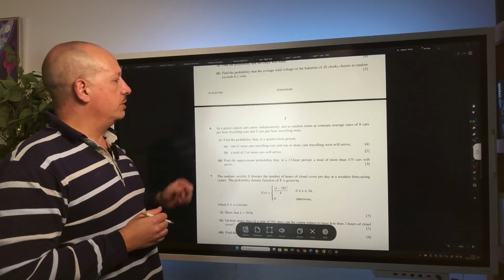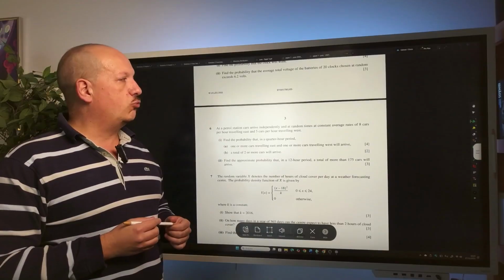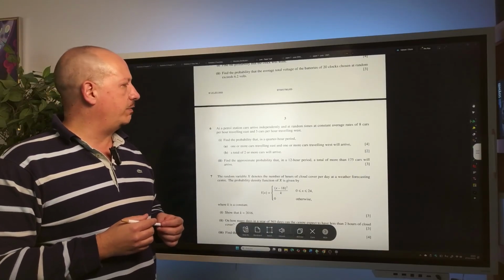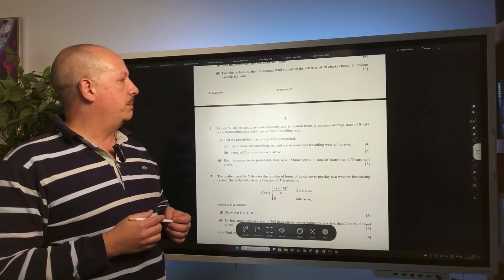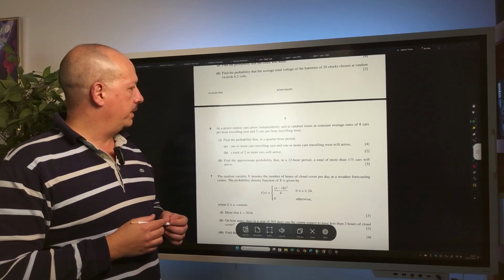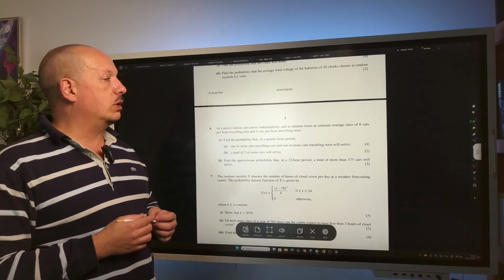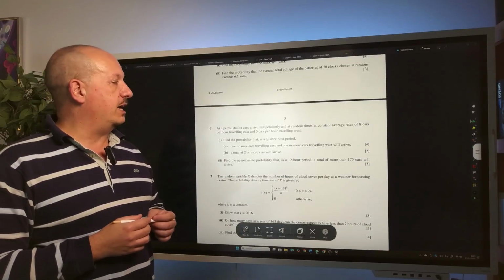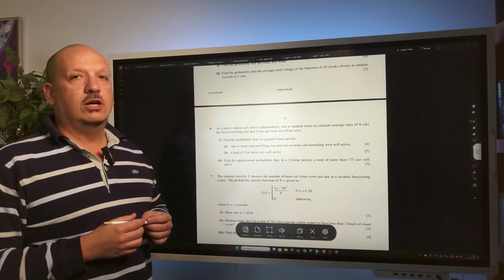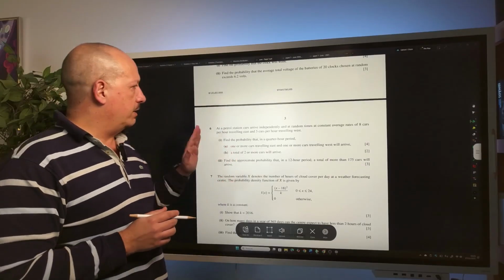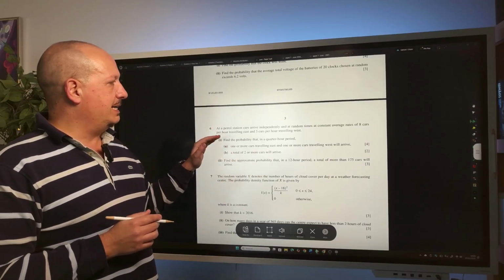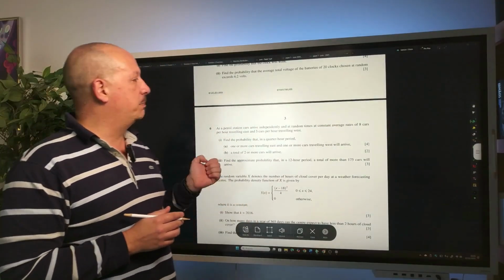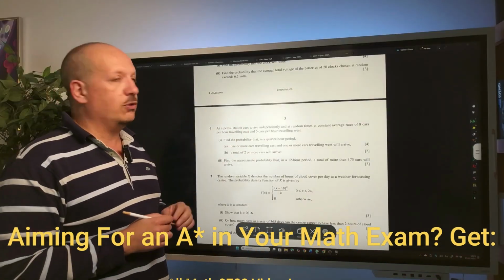At a petrol station, cars arrive independently and at random times at constant average rates of 8 cars per hour traveling east and 5 cars per hour traveling west. Find the probability that in a quarter-hour period, first, one or more cars traveling east and one or more cars traveling west will arrive. The information that you are given is the mean number of cars per hour in both situations, heading west and east.